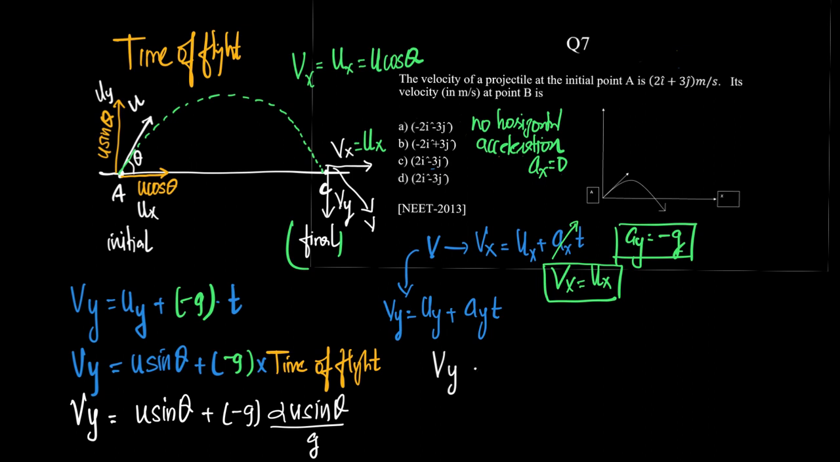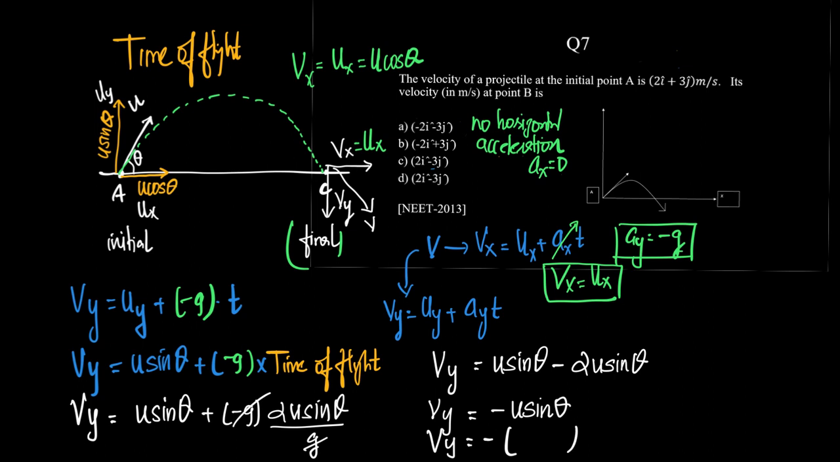Therefore, what is Vy equal to? G by G is 1. So what we get is U sine theta minus 2U sine theta, which gives us that Vy is equal to minus U sine theta. What is U sine theta? See, U sine theta, we have written it here. It is Uy. So Vy is equal to minus Uy.